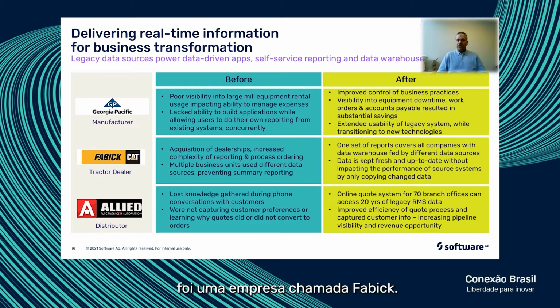The second use case was a company called Fabricat. This is a large Caterpillar dealer. They were in the process of acquiring a number of dealerships, which increased the complexity of reporting and process ordering. They had multiple business units, and they all used slightly different applications and different data sources, which prevented roll-up or summary reporting. With the Connect's product suite, they were able to get one set of reports that covers all of the companies and the different business units, with a data warehouse fed by different data sources.